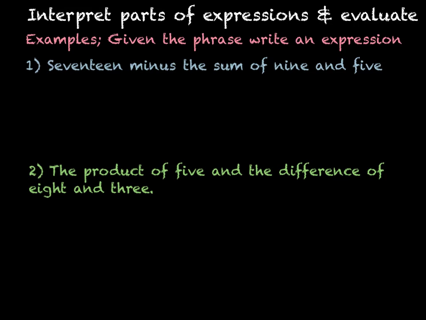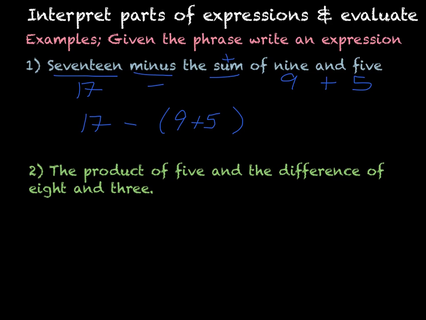Okay, so when we were breaking this down, it's easier if we go one step at a time and reread it and then write it down as we were reading it and then reread it again. So I read it once. So now 17, well, that means 17 minus the sum. Sum means I'm going to add something together, and that's the sum of 9 and 5. So I have 17 minus the sum of 9 and 5. So 17 minus 9 plus 5, and that would be your final answer.